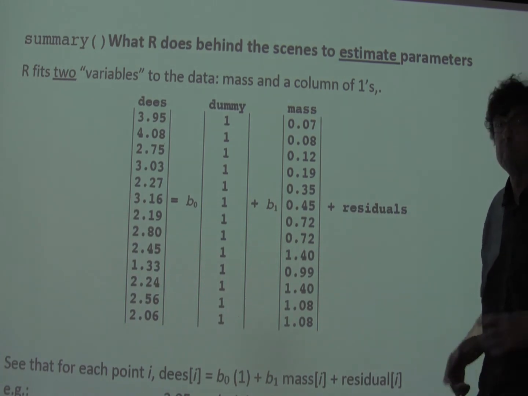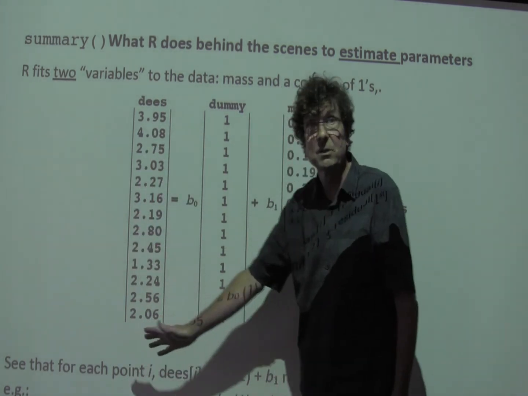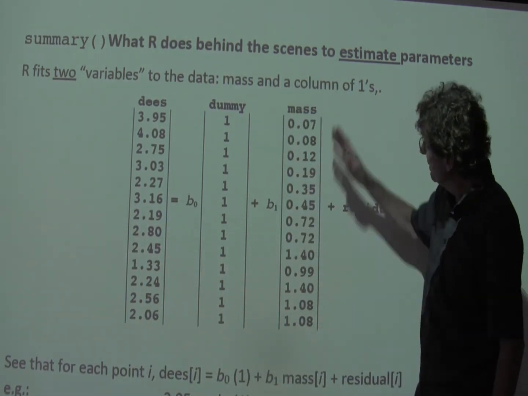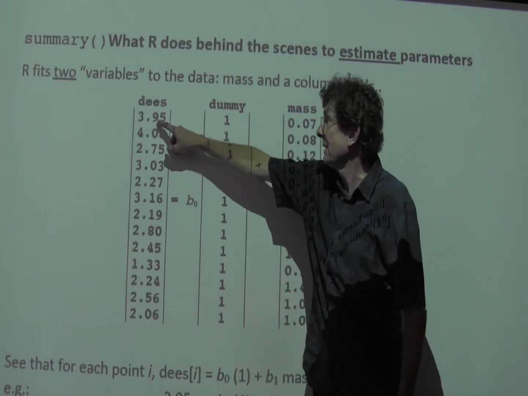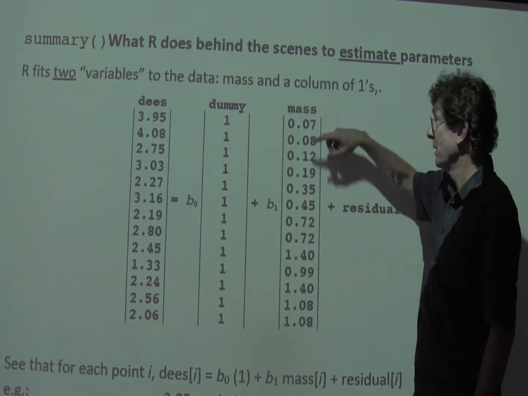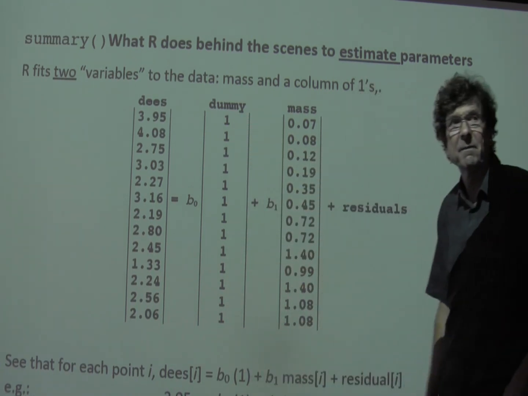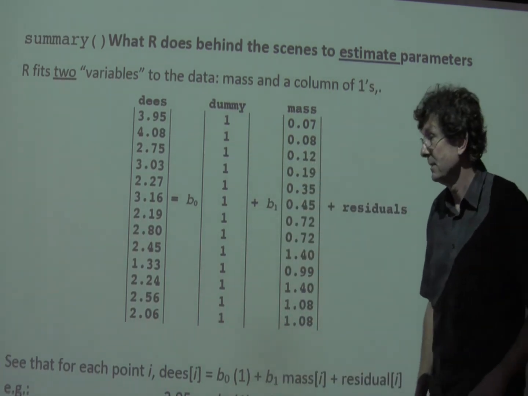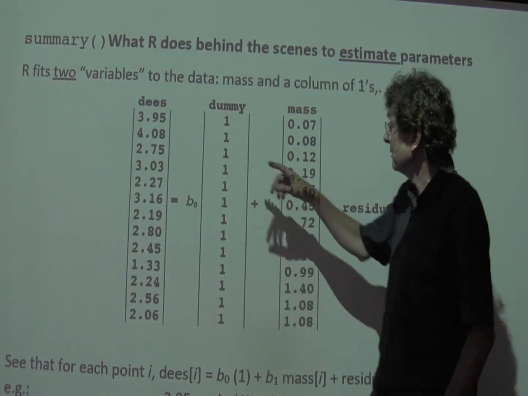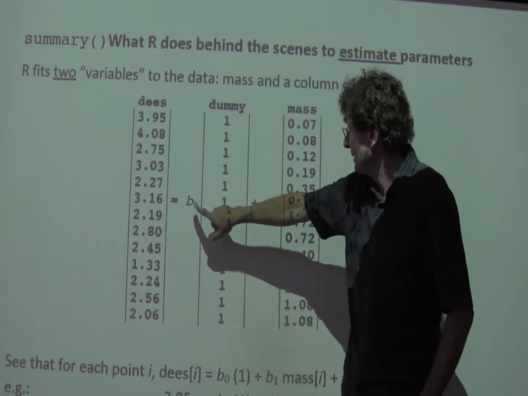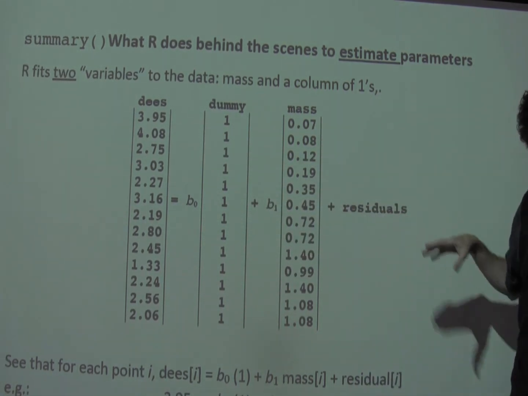What R is doing behind the scenes is working with 3 columns of numbers. One column is the response. This column here is mass, and every row refers to a single predator species. So that's the number of D's, which we're trying to predict. Mass is the X variable. And then we also have a dummy variable here, which is just a column of 1s. For each value in this set, we're modeling 3.95 equals beta naught times 1 plus beta 1 times 0.07 plus the residual.